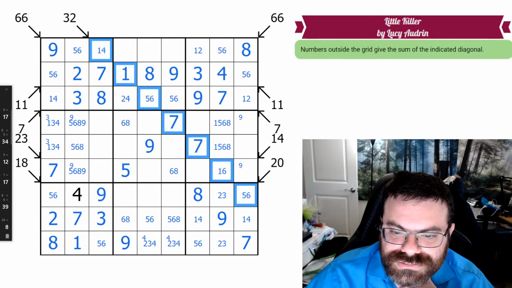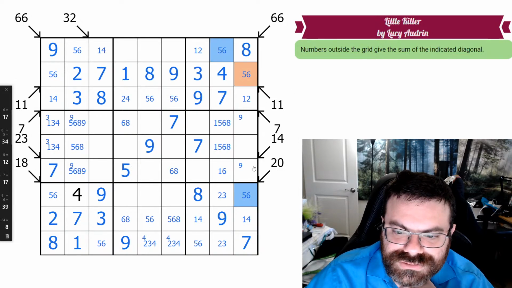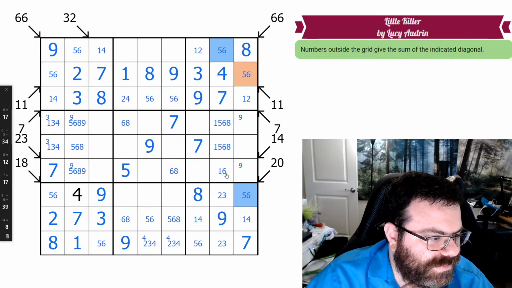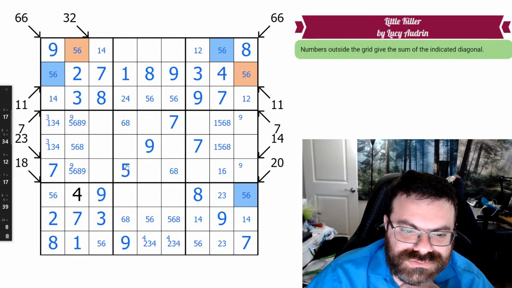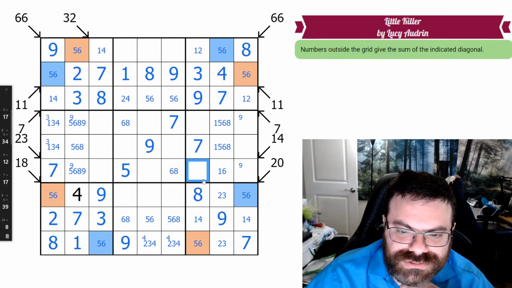All right, so blue and orange, blue. This one's orange, this one's blue. This one's orange. That's blue, that's orange.